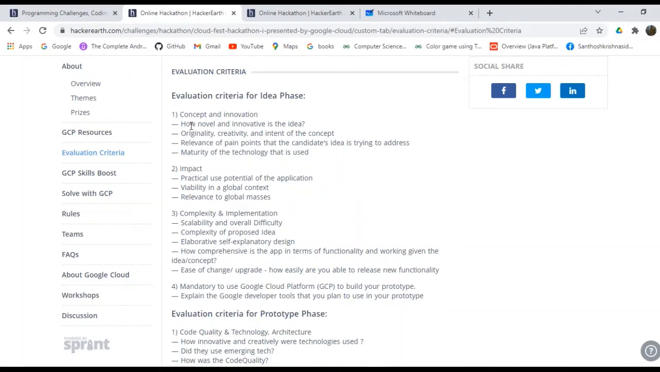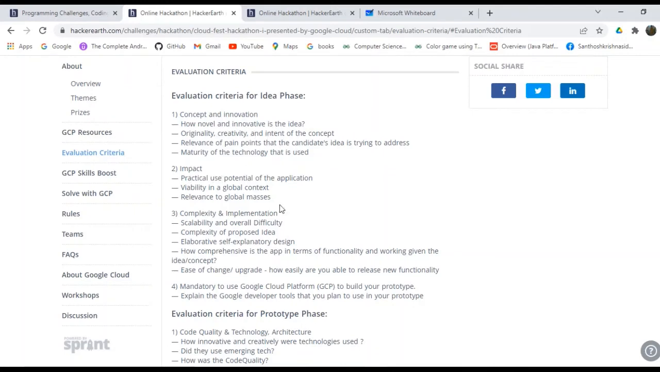Coming to concept and innovation, they have mentioned 4 important points. The first point is that we need to have a novel and innovative idea. The second is originality and creativity and intent of the concept. The third is relevance of the pain points that the candidate's idea is trying to address. The fourth point is maturity of the technology that is used. So these are the 4 key points for concept and innovation.